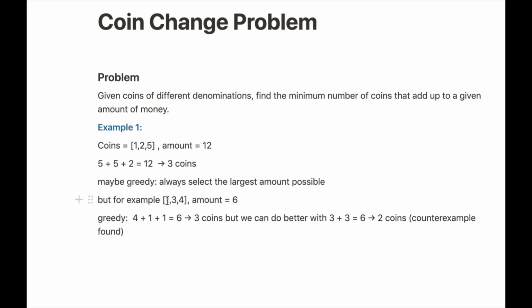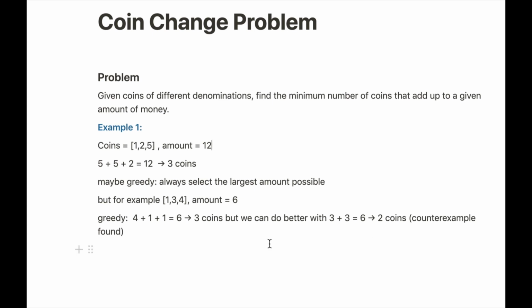But if we take a different example, like 1, 3, 4, and the amount is 6, and we try that. The largest one that we can take is 4. So we put 4, and then after that we are left with 2. We can only take 1, so we take 1. After that we are left with 1. We can only take 1, so we take 1. So we get 6 with 4 coins. But actually that's not the optimal answer. The optimal answer is to take two 3s, which gives us 6, and it's 2 coins.